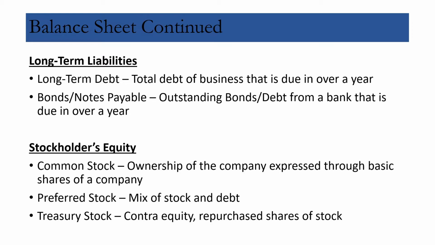And then there's treasury stock. This is a contra equity account, which means contra means negative, and it's when you repurchase shares of stock. So if I rebuy stock, my stockholders' equity goes down.